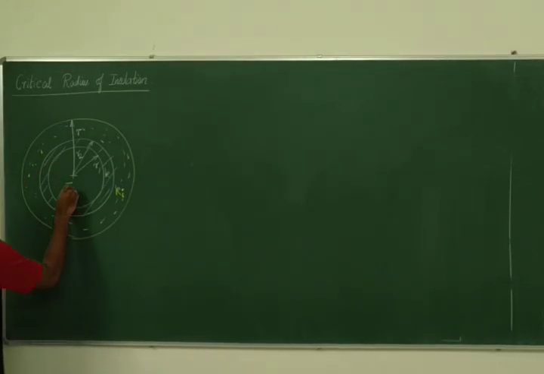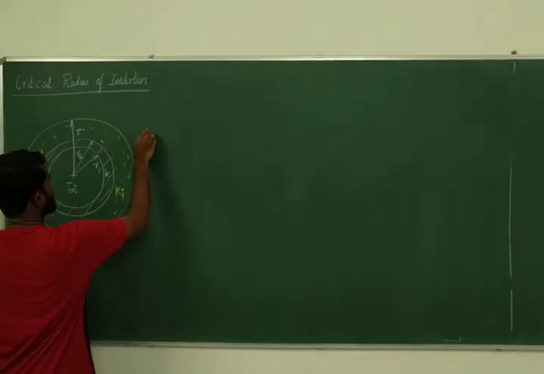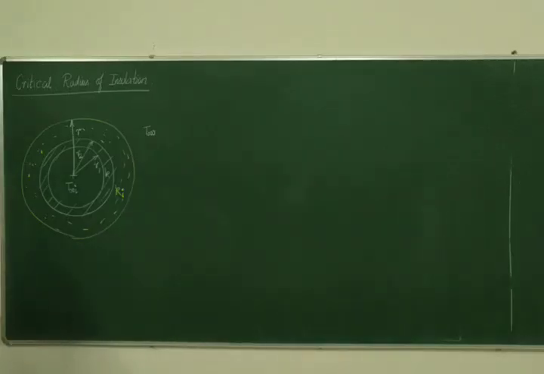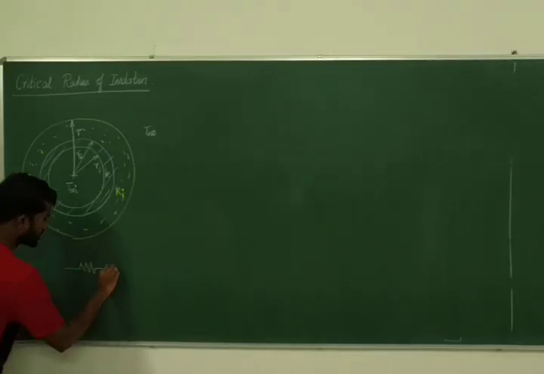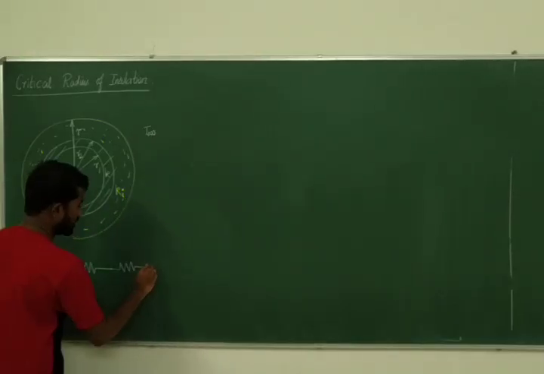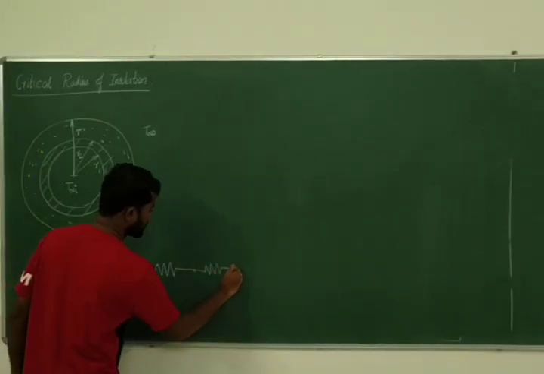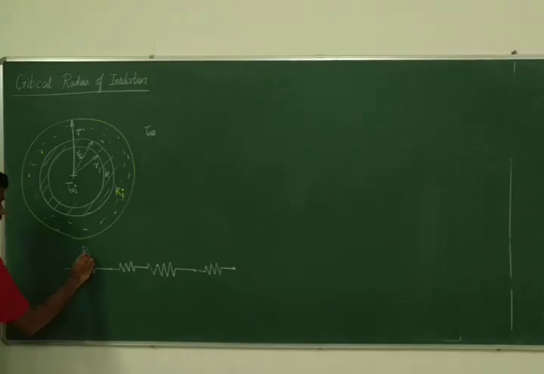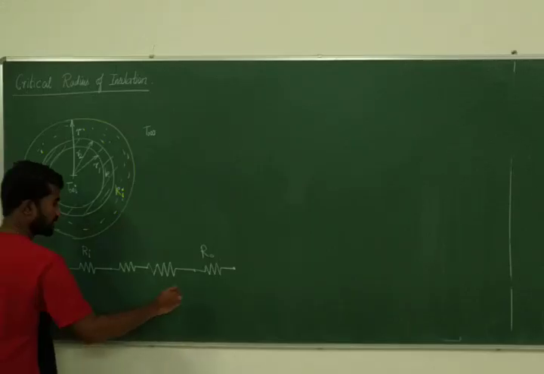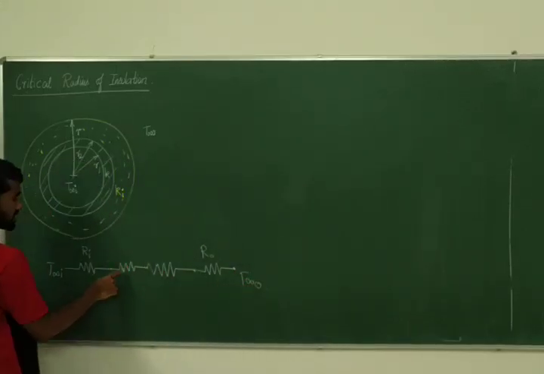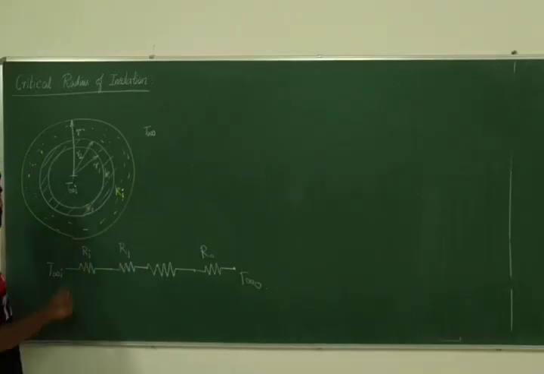Now here the temperature is T infinity I. The temperature outside is T infinity O. Now if you draw a thermal circuit, you will have convection, you will have conduction resistance of this pipe, then you will have conduction resistance of the insulation, and then you will have convection resistance outside. So this is Ri, Ro, both are convection resistances. This is T infinity I and that is T infinity O. And this is the conduction resistance R1. R1 is due to the pipe. R2 is due to the insulation.